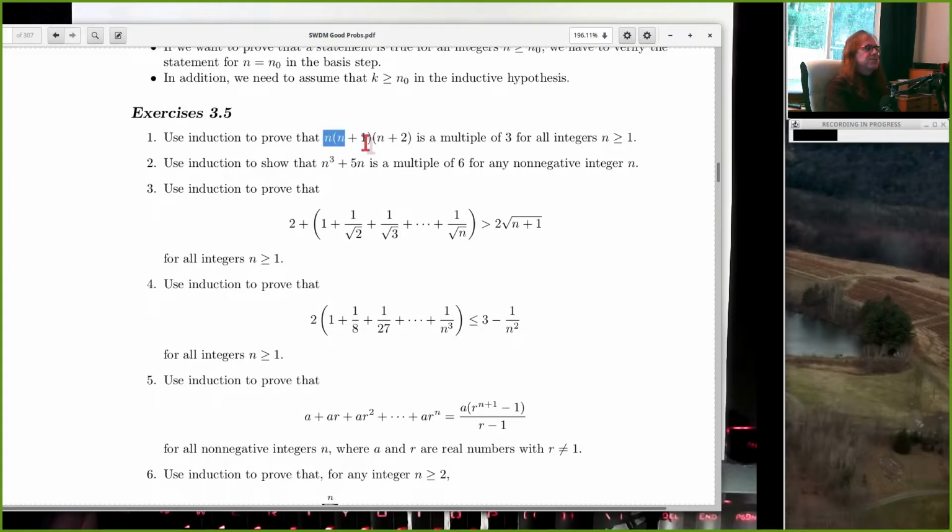So question 1, prove that this is a multiple of 3 for all integers n bigger than or equal to 1. And you've got to use induction. If we use modular arithmetic, this is pretty straightforward. But do this using induction. In other words, prove that if this is true for n, then n plus 1 times n plus 2 times n plus 3 is also a multiple of 3.